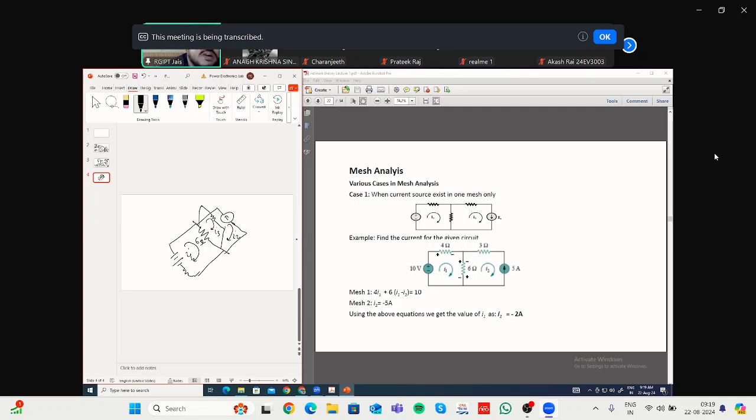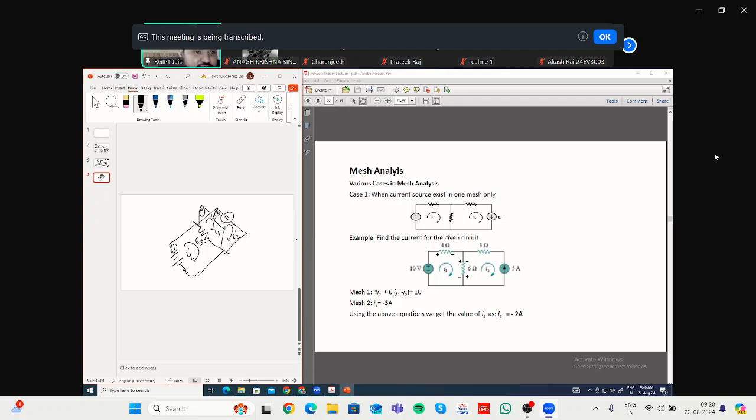Then when we consider this third mesh, say this is mesh 1, this is mesh 2, this is mesh 3, if you consider I3 is the highest, then what? The same thing. You have to remember that while analyzing or writing the KVL for mesh 3, you have to ensure that you are taking I1 as the highest. So that kind of thing will come into the picture.